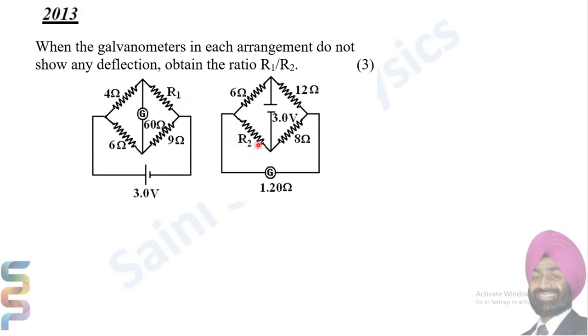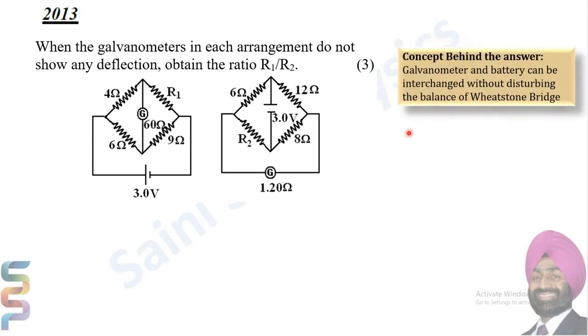The concept behind the question is, when a Wheatstone bridge is balanced, we can interchange the battery and galvanometer. On interchanging, the balance point of the bridge doesn't get disturbed, so it remains balanced. The galvanometer would show 0 reading. So in both cases, the galvanometer is showing 0 reading. That means both the bridges are balanced bridges.